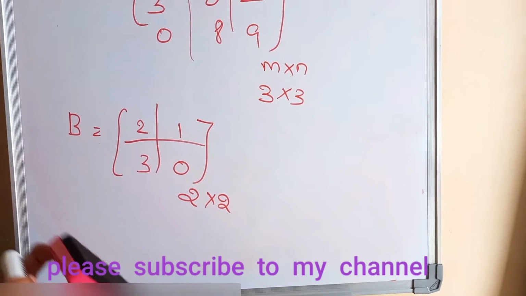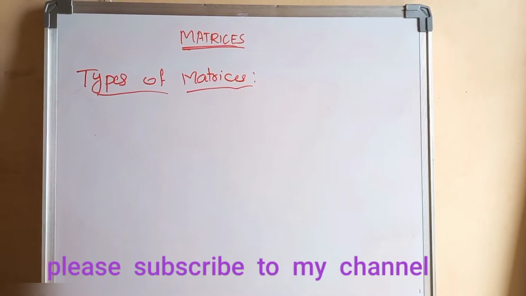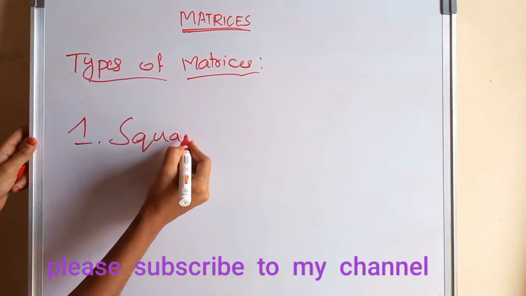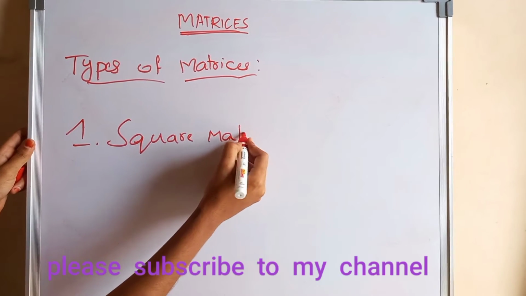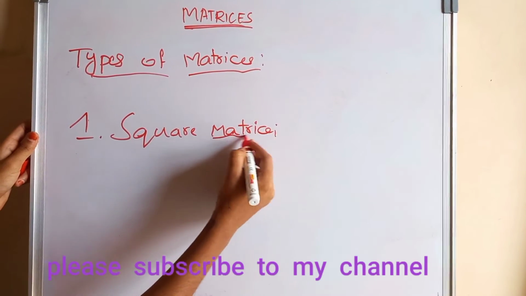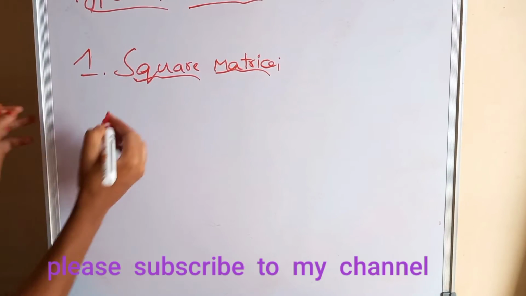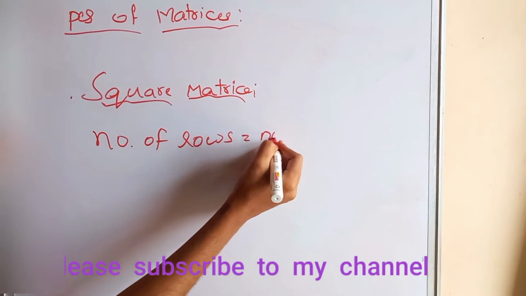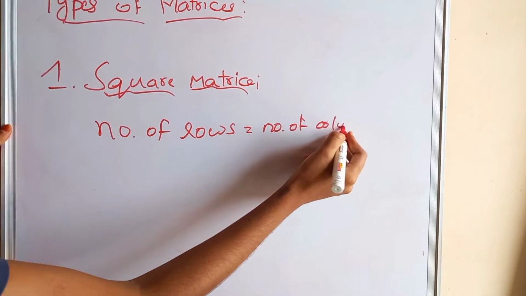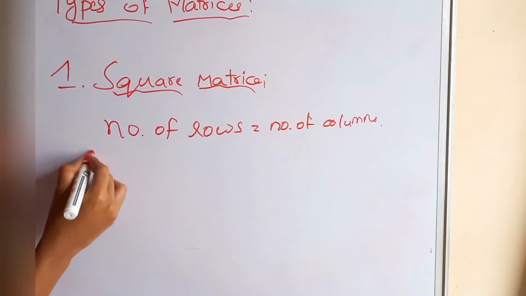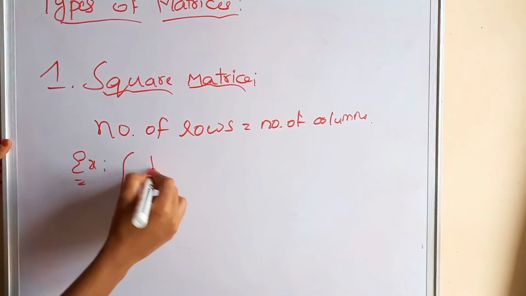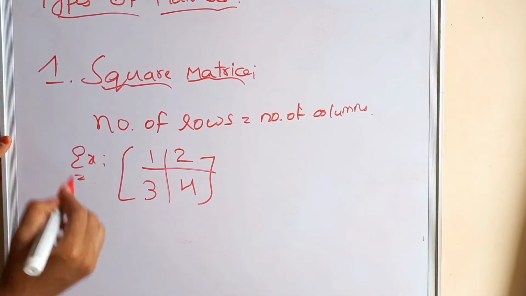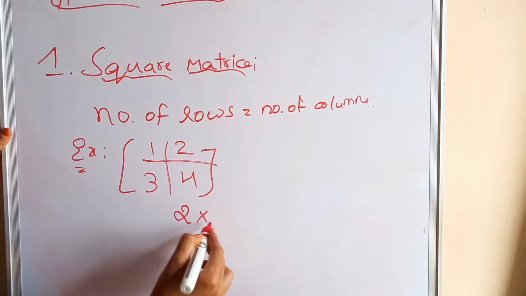Let us see types of matrices. There are 7 types of matrices. First one is the square matrix. The number of rows is equal to the number of columns. Example: 1, 2, 3, 4. Here it contains 2 rows and 2 columns. So it is a square matrix.